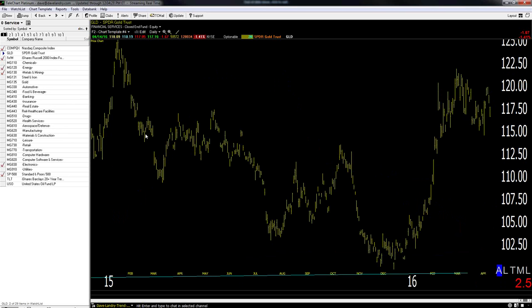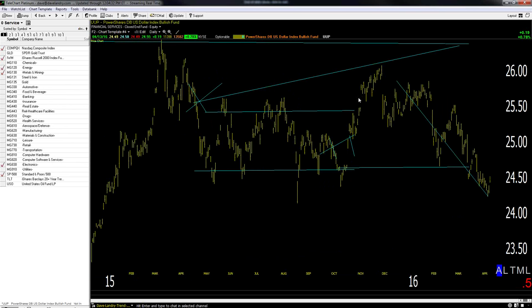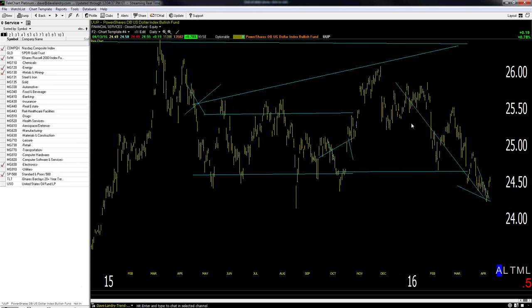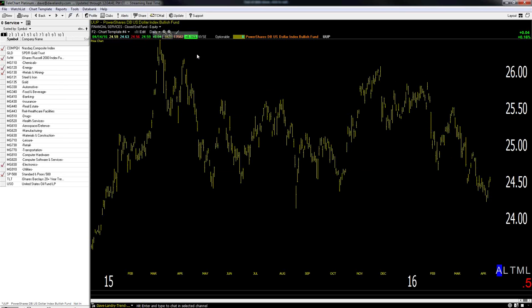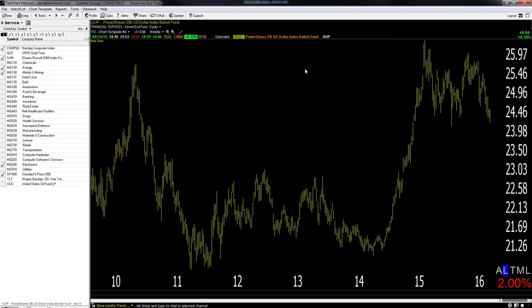All right, let's hop into, oh, dollar. Take a look at a dollar real quick. UUP. You can see the dollar's been in a pretty serious slide. This is what's helped those commodities along. So you have to kind of watch everything in markets.